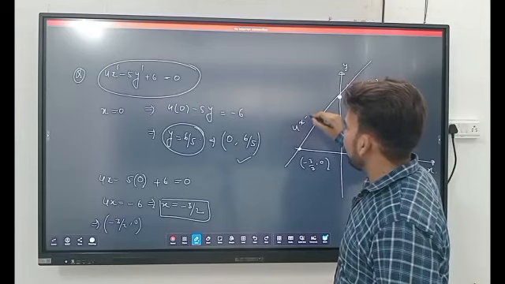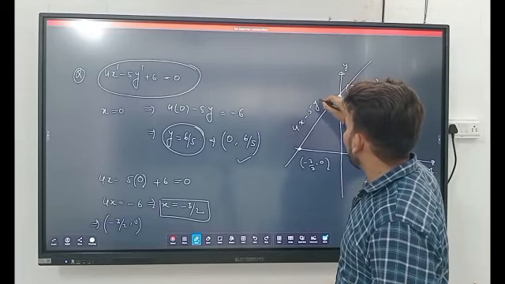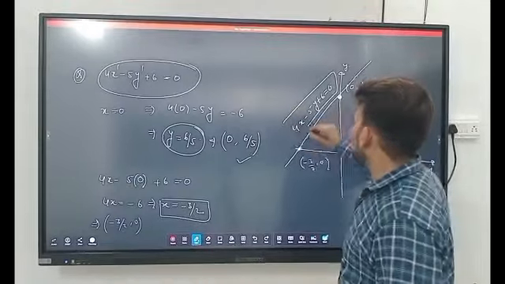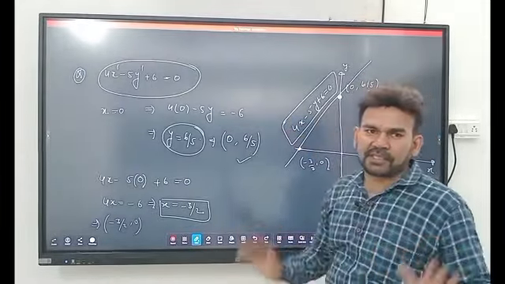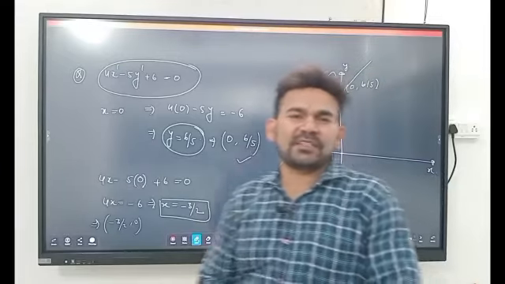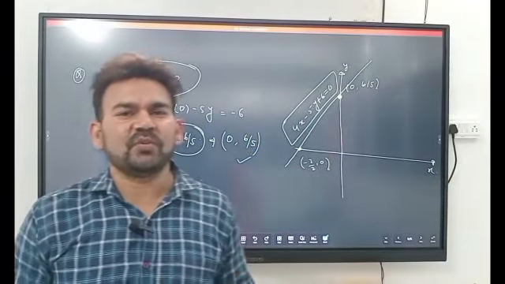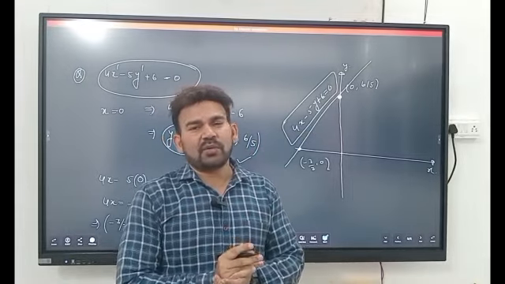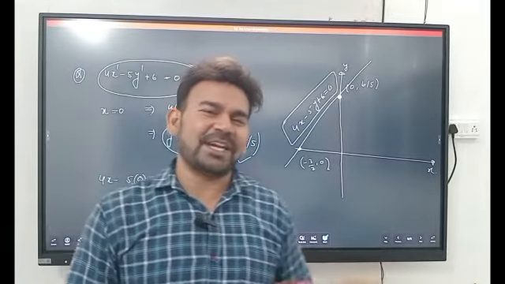4x minus 5y plus 6. For today, that will be enough. I have finished the straight line. In the next lecture, we will discuss the circle and the parabola, right? So for today, that will be enough.